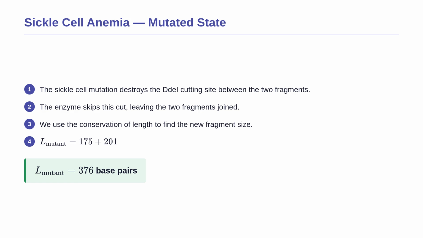Since the cutting site is gone, the enzyme skips that cut, and the 2 fragments remain joined together as 1 single larger piece. We simply add their lengths together, 175 plus 201. The final answer is exactly 376 base pairs. This shows exactly how a tiny molecular change translates into a measurable mathematical difference.